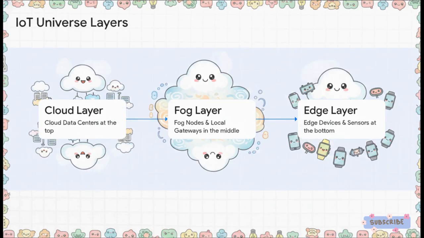Then, sitting just above them in the middle layer, we've got the fog. This is made up of local gateways acting as intermediate aggregators. And finally, sitting all the way up at the top, you have your massive cloud data centers. How data moves vertically or horizontally across these three specific layers is literally what defines our communication topologies.